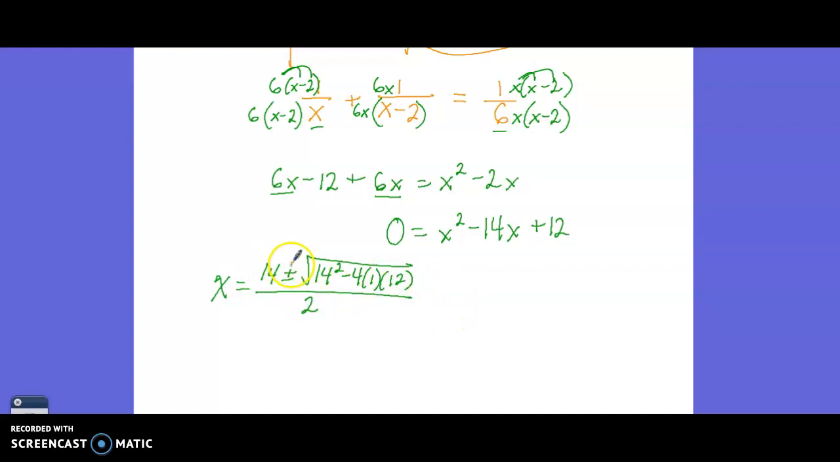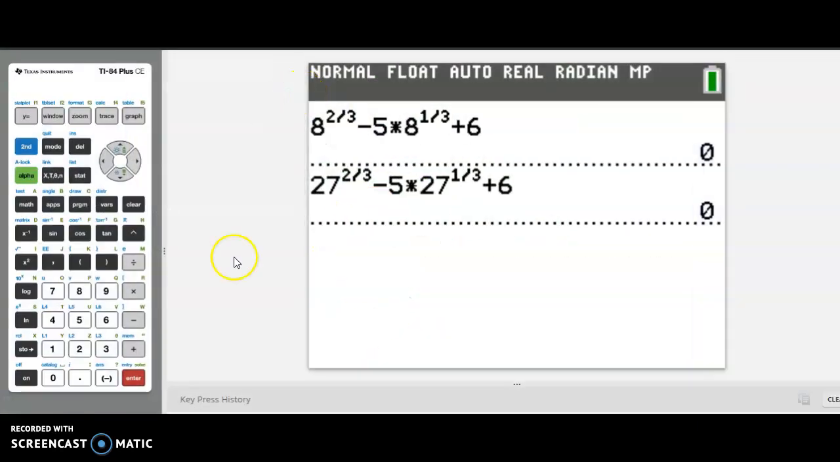And really what's going to happen is we're going to have a positive and a negative answer. And we only care about the... check that. I just checked the answer key. They're both going to be positive answers, but only one answer actually makes sense. So let me show you with the calculator.